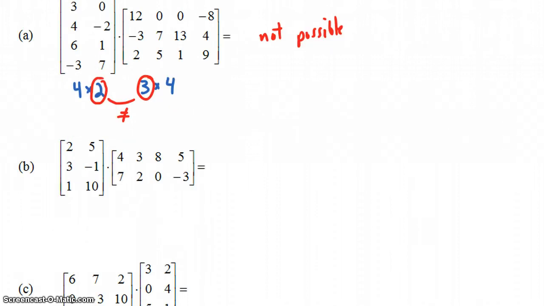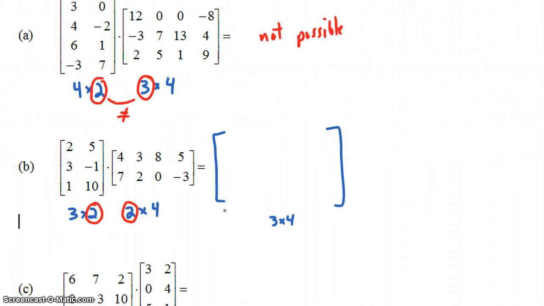Let's look at part B. Notice that we have a 3 by 2 matrix and a 2 by 4 matrix. Is it possible to multiply these? Well, yeah, the 2 here is equal to the 2 there, so it is possible. And in fact, what will be the size of the product? Well, it will be a 3 by 4 matrix. So you could maybe even write in what the matrix is going to look like. It's going to be 3 by 4.